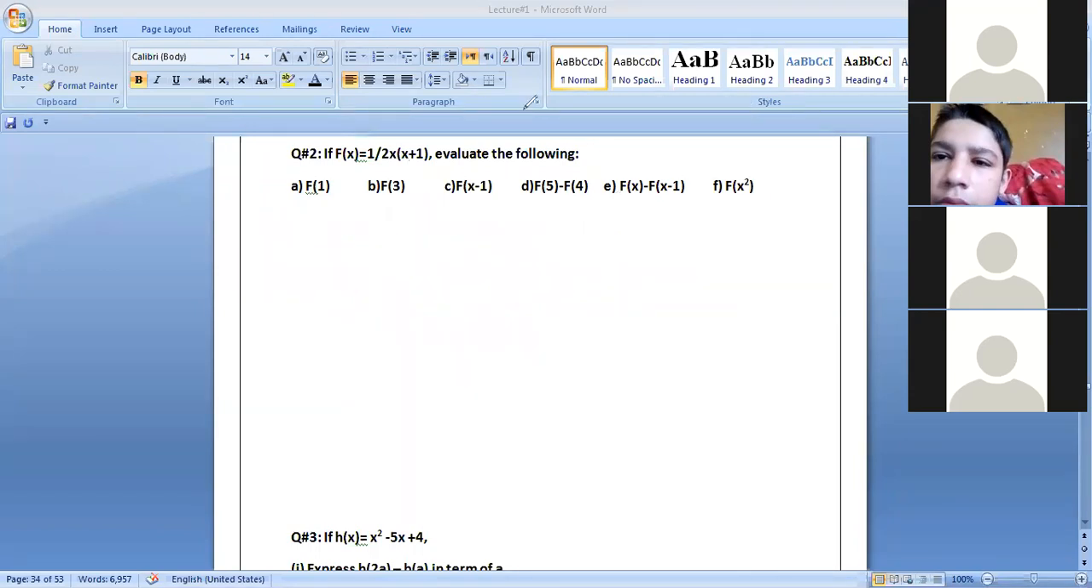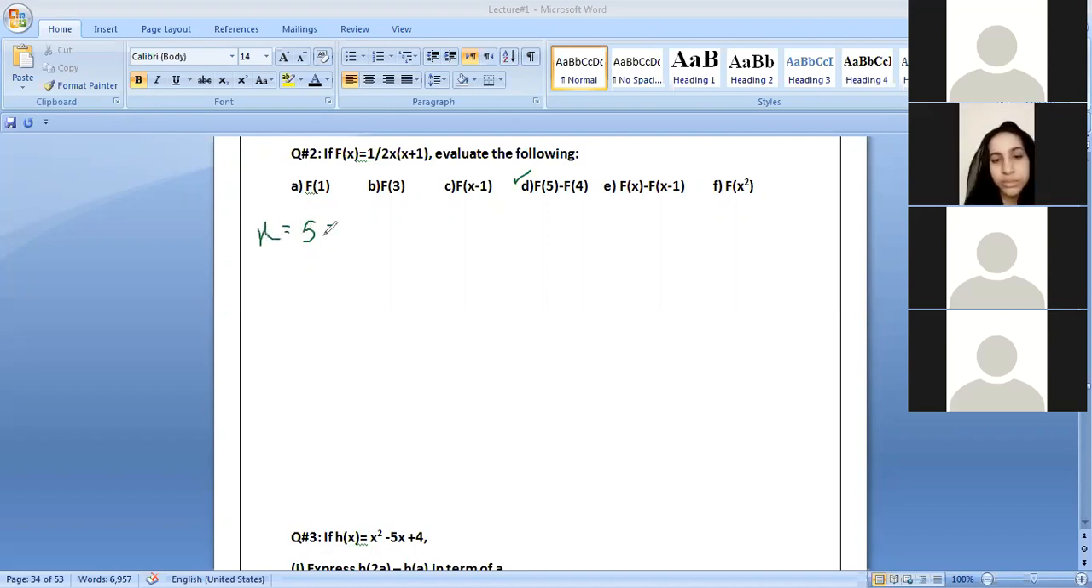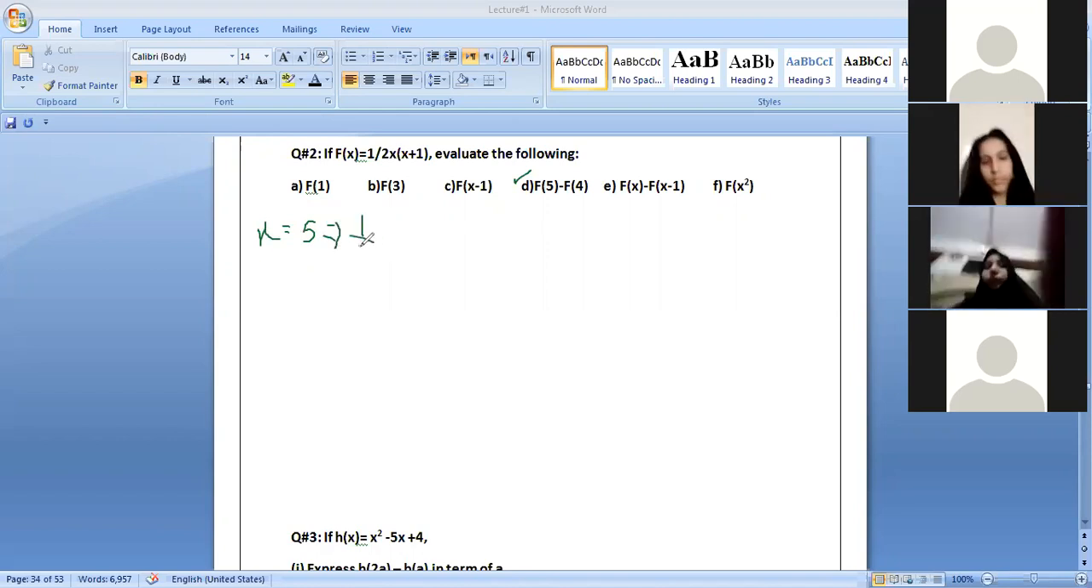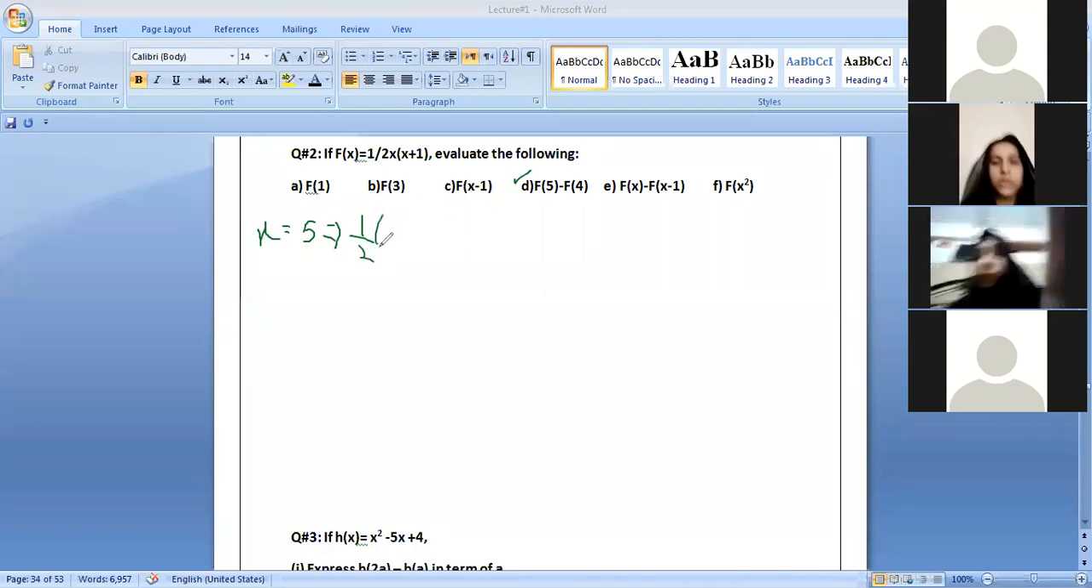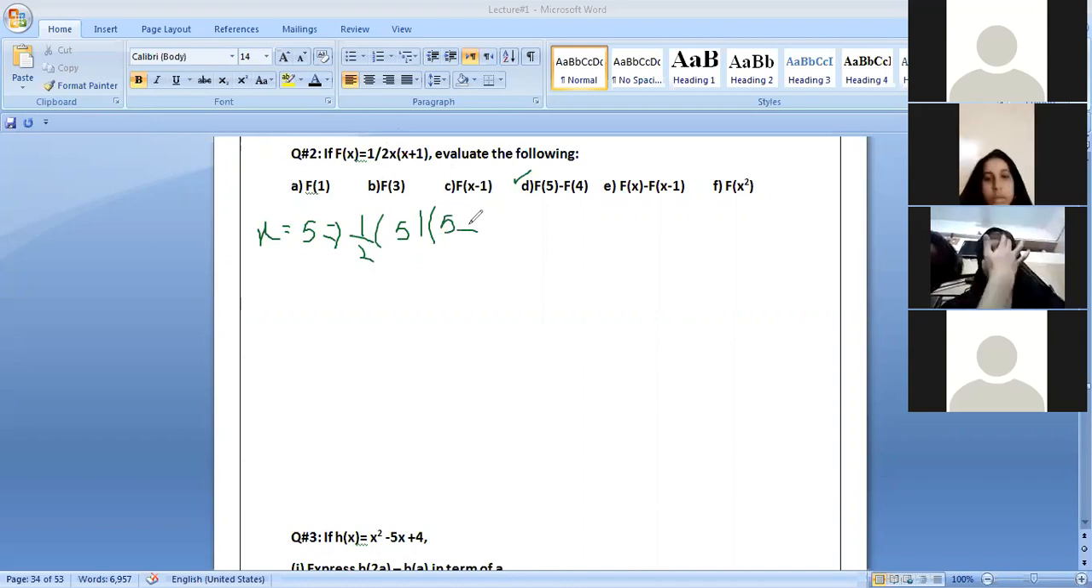Last question of the class. अब हम लोगों का last question है part D. I am solving function of 5 minus function of 4. Class, function of 5, f of 5 means first part we will solve according to given condition x is equal to 5. It becomes 1 upon 2, and then we will write 5 and x plus 1. x plus 1 means क्या है class? We have 5 plus 1.